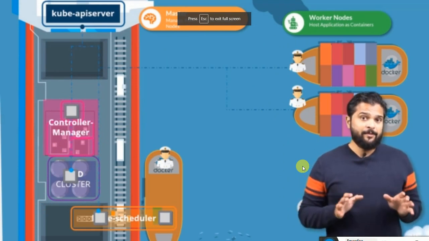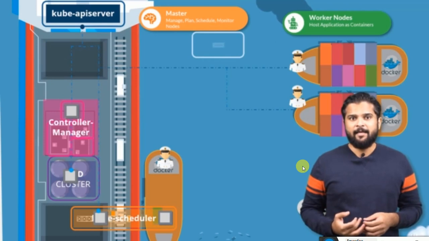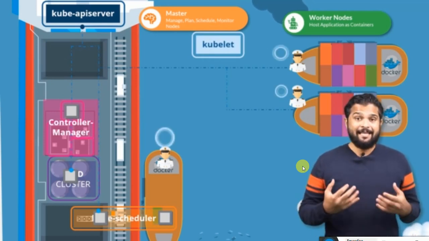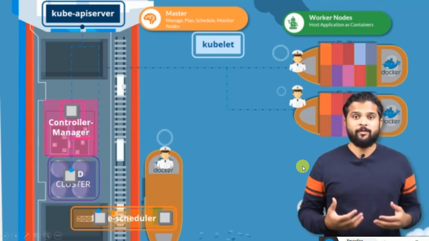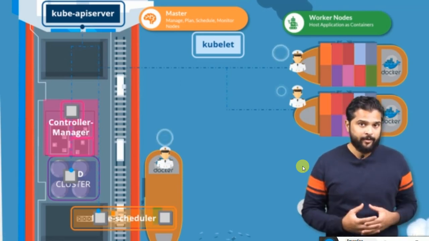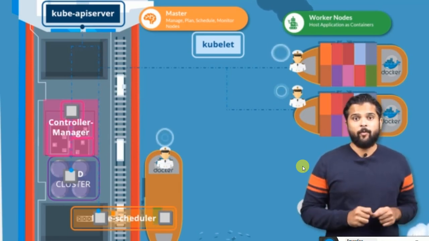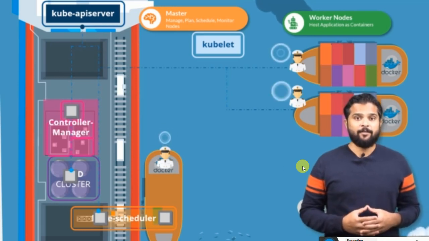Now, the captain of the ship is the kubelet in Kubernetes. A kubelet is an agent that runs on each node in a cluster. It listens for instructions from the kube-api server and deploys or destroys containers on the nodes as required. The kube-api server periodically fetches status reports from the kubelet to monitor the status of nodes and containers on them.